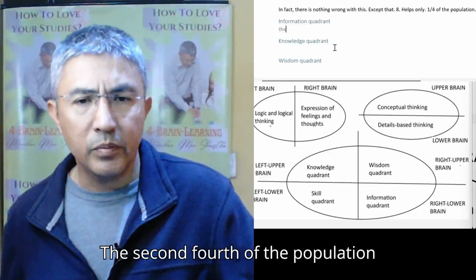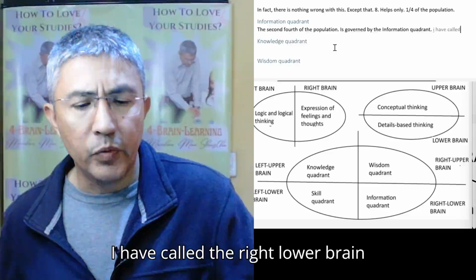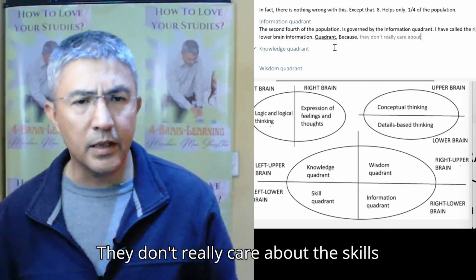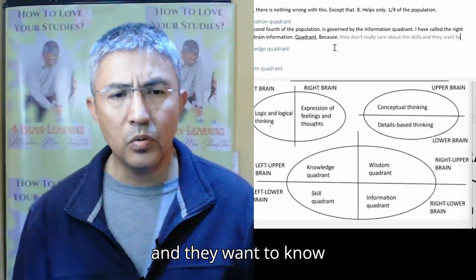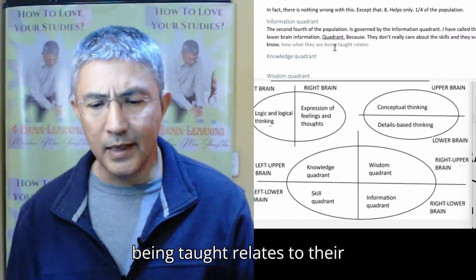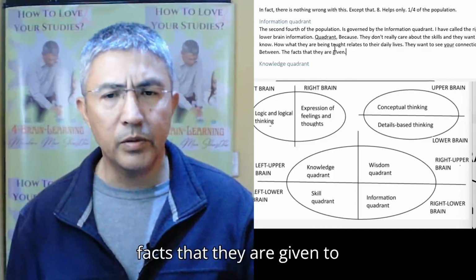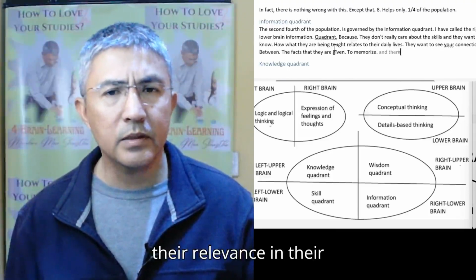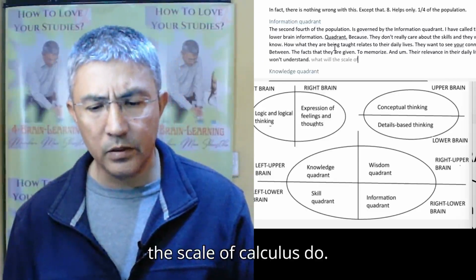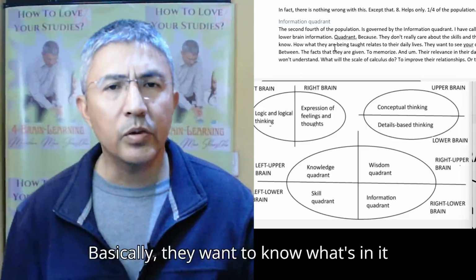population. The second fourth of the population is governed by the information quadrant. I have called the right lower brain information quadrant because they don't really care about the skills, and they want to know how what they are being taught relates to their daily lives. They want to see a connection between the facts that they are given to memorize and their relevance in their daily lives. They want to understand what the skill of calculus will do to improve their relationships or their jobs. Basically, they want to know what's in it for me.